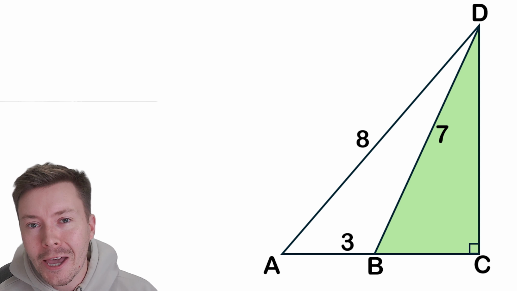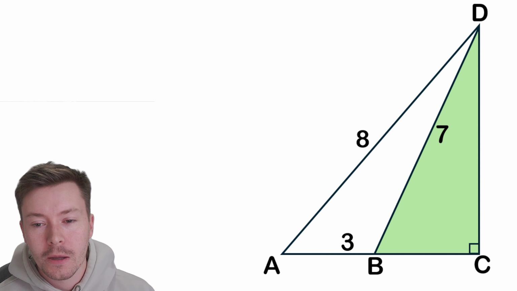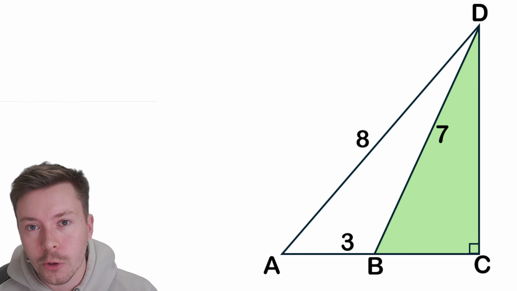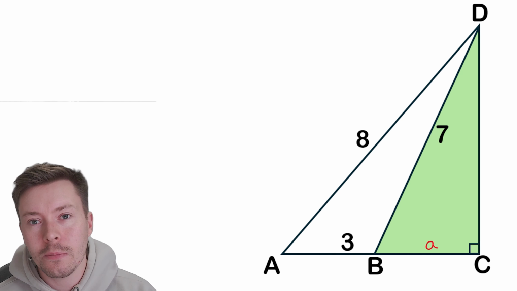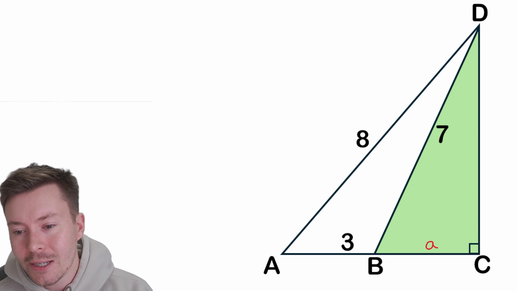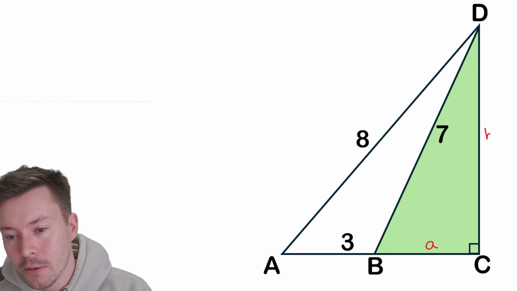How do we find the area of this green triangle? I'm going to go through my solution in 3, 2, 1. So the first thing I want to do here is label some of these sides. I'm going to label this side BC as a, and I'm going to label this side CD as b.